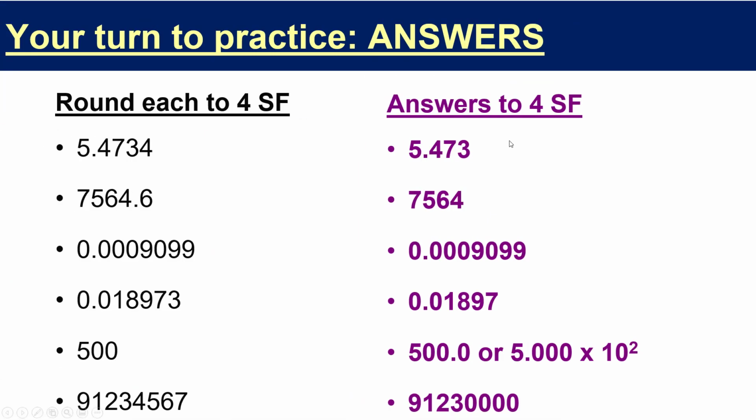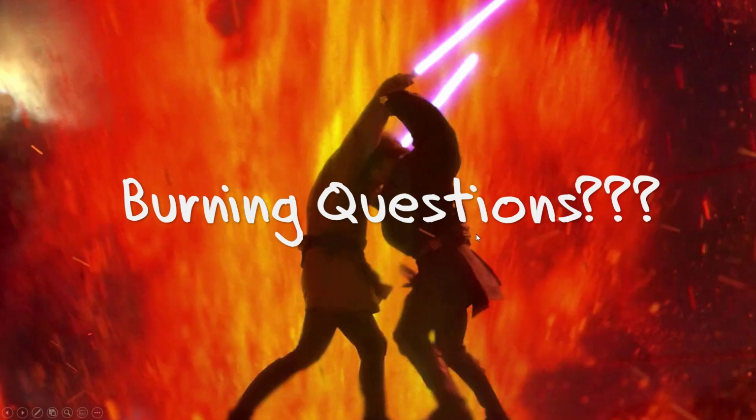Okay, here we see our answers are in purple. If you did this correctly, you should have gotten all of these things to 4 significant figures. That means you had to first identify how many sig figs are in the original number, figure out where your 4th sig fig was, and then apply the rules of rounding. So make a note if you got anything wrong, and of course we can certainly bring that up in the burning questions segment tomorrow, which I'm sure will be hot like Mustafar is.